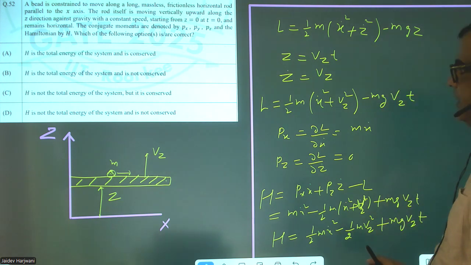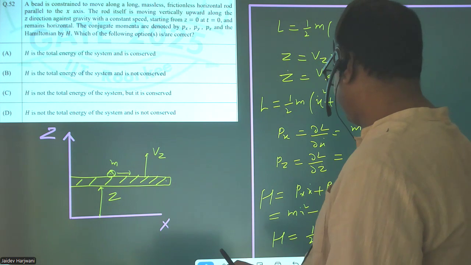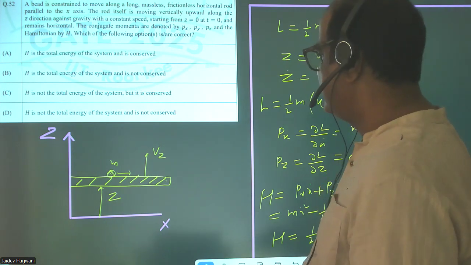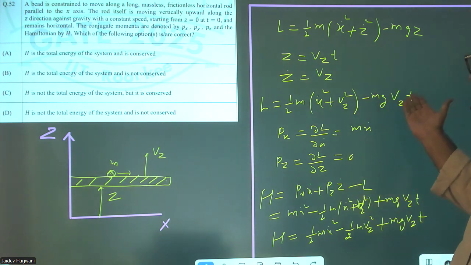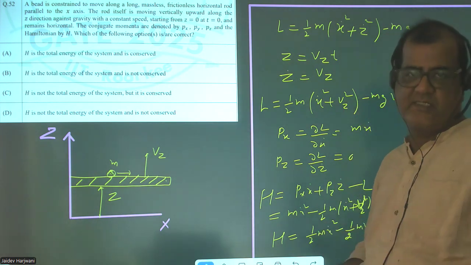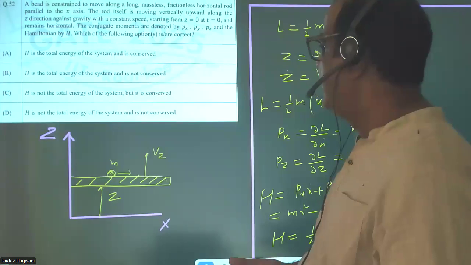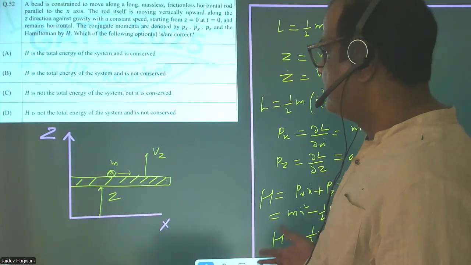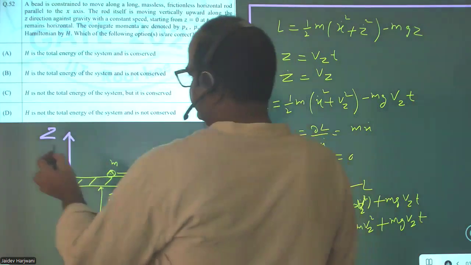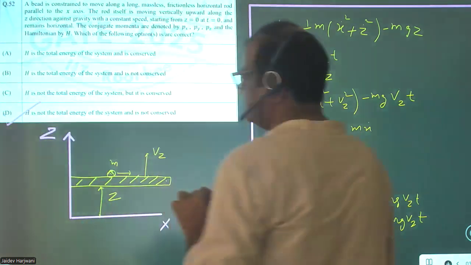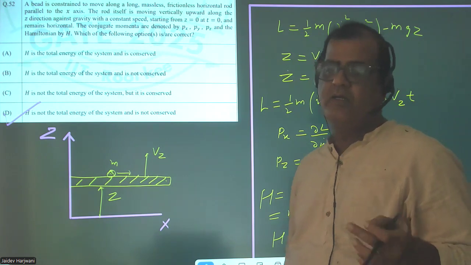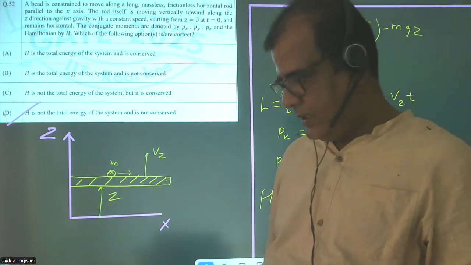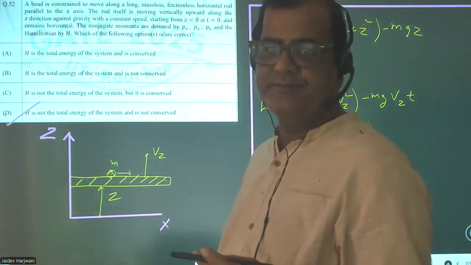So what can I say? I can say that H is not conserved because L depends explicitly on t. You are providing external energy which H cannot account for, and H is not equal to the total energy. So option D seems to be correct. H is not the total energy of the system and H is not conserved. So hope you understand the question.